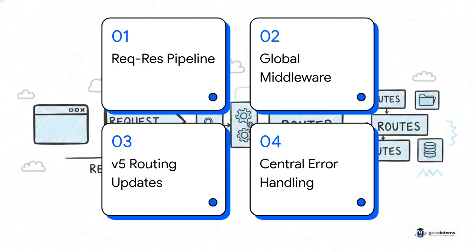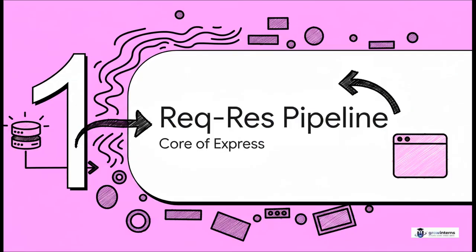All right, so here's our roadmap for today's explainer. We'll start with the request response pipeline, then move into setting up global middleware, check out the Express v5 routing updates, and wrap things up with centralizing error handling. Let's dive right in. Section 1, the request response pipeline.